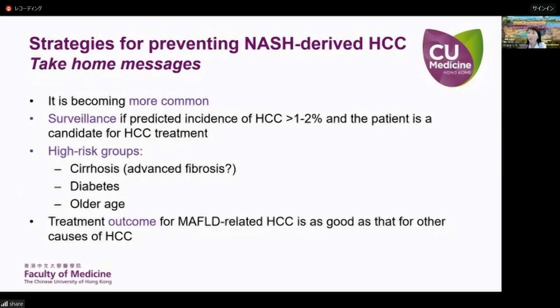So as a strategy to prevent NASH HCC, I think we should always try to diagnose early because it's getting more and more common. So surveillance is important. At this moment, we focus our resources on screening patients with cirrhosis or advanced fibrosis. But how about those with only mild, like F1, F2 fibrosis? We need more risk scores to help us, at least to identify some patients at a bit higher risk, like diabetes, advanced age, then we should screen them. And treatment outcome for methylphenidate HCC in general is as good as other causes of HCC, but immunotherapy is something that we need more data to support.